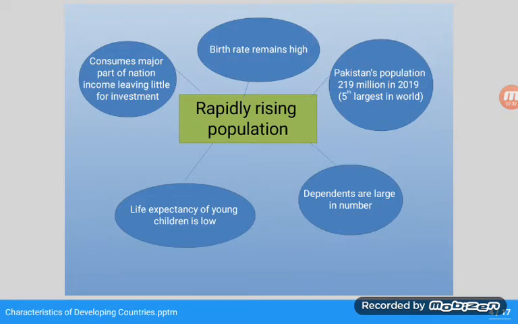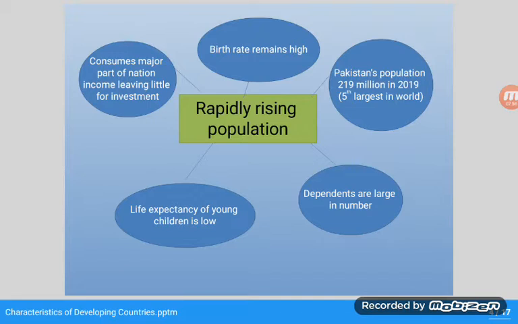Now how do we know the situation in Pakistan? Pakistan is the fifth largest country in the world, the fifth most populous country in the world, and in 2009 it had a population of 219 million. This means that its population since independence has multiplied. I think it has multiplied 5-6 times.